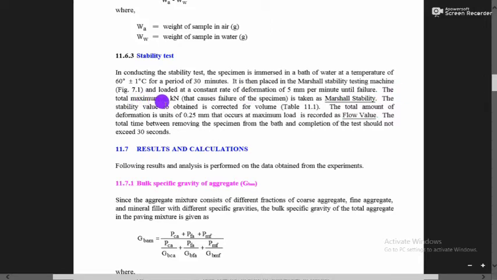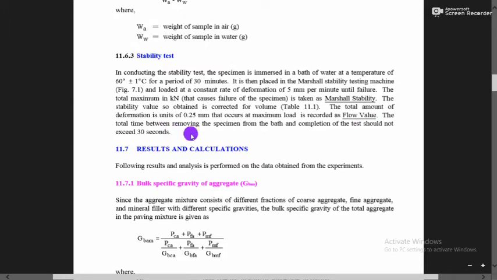The total maximum load in kilonewtons (kN) causing failure of the specimen is taken as the Marshall stability. The stability value so obtained is corrected for the volume, as per the table. The total amount of deformation in units of 0.25 mm that occurs at the maximum load is recorded as the flow value.